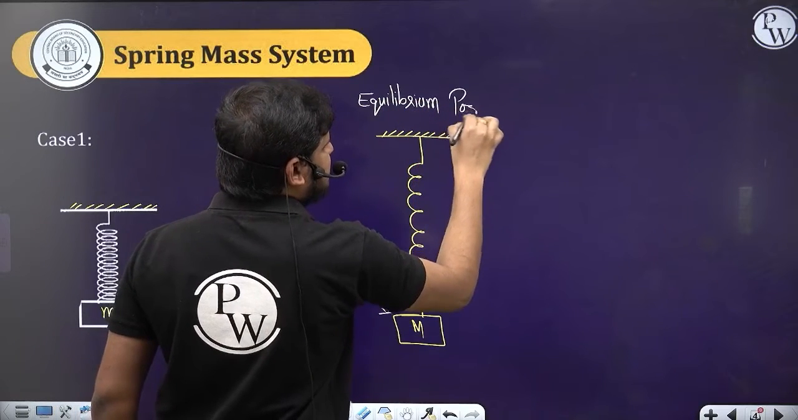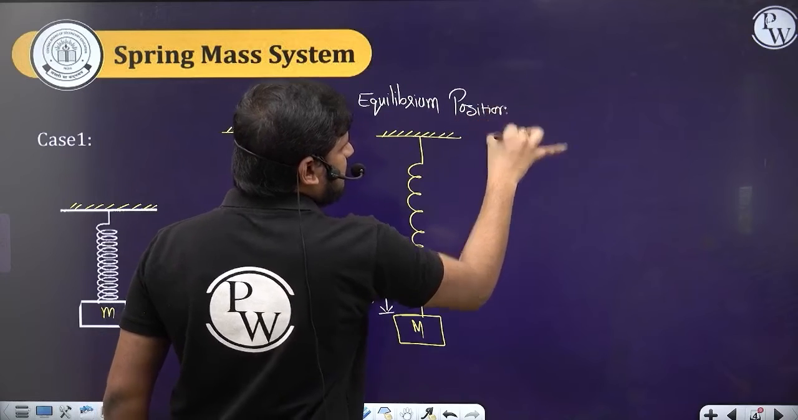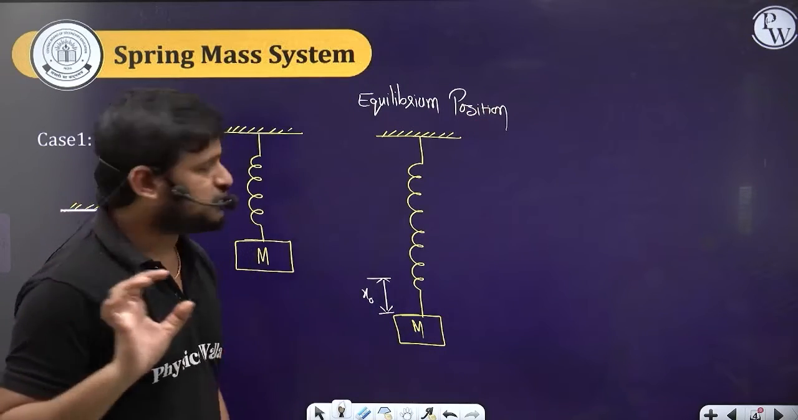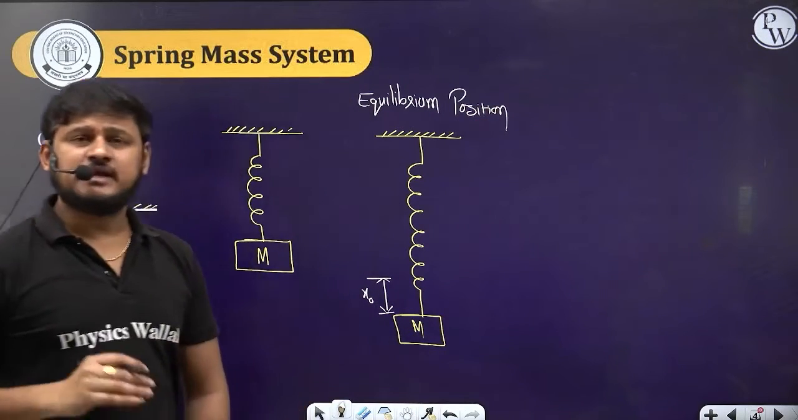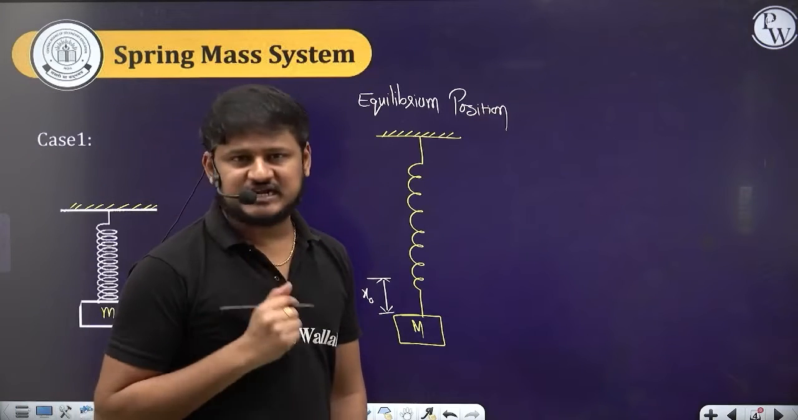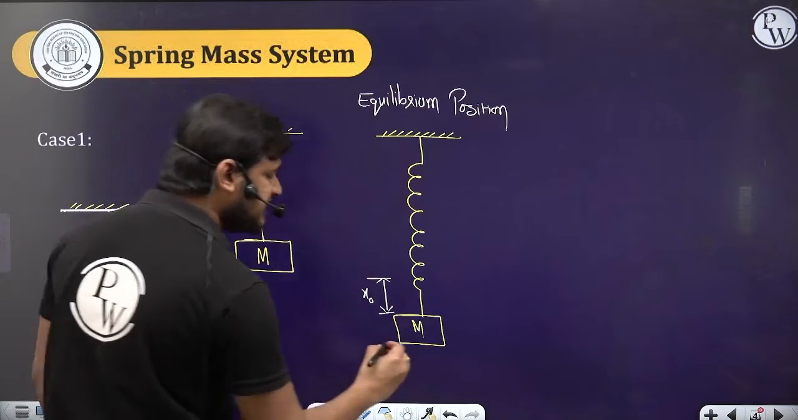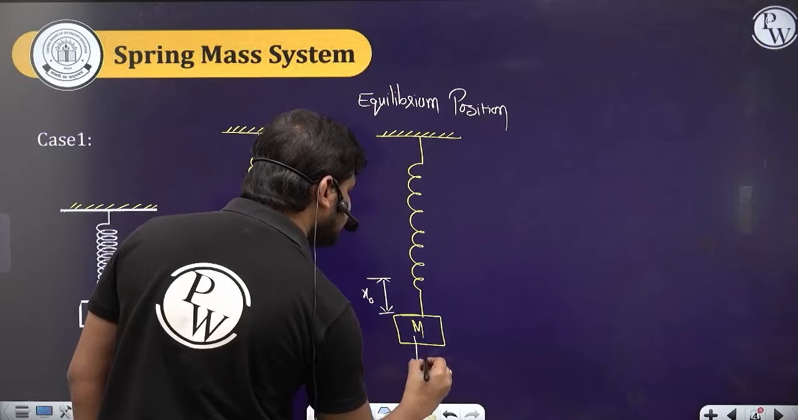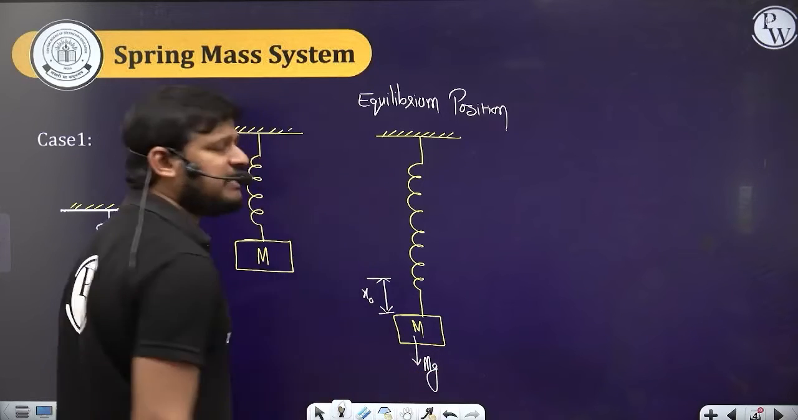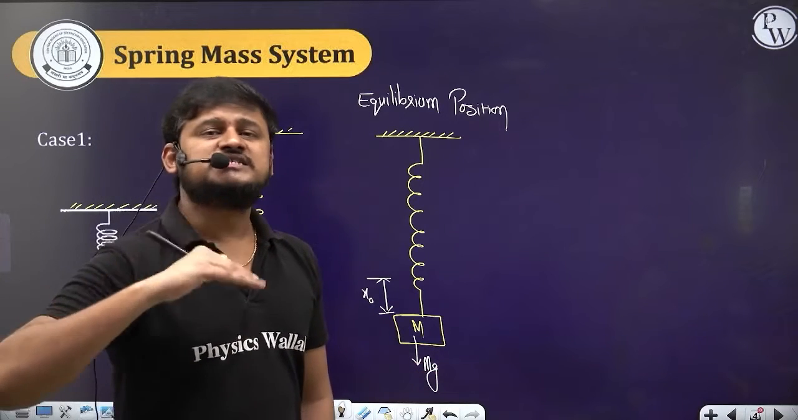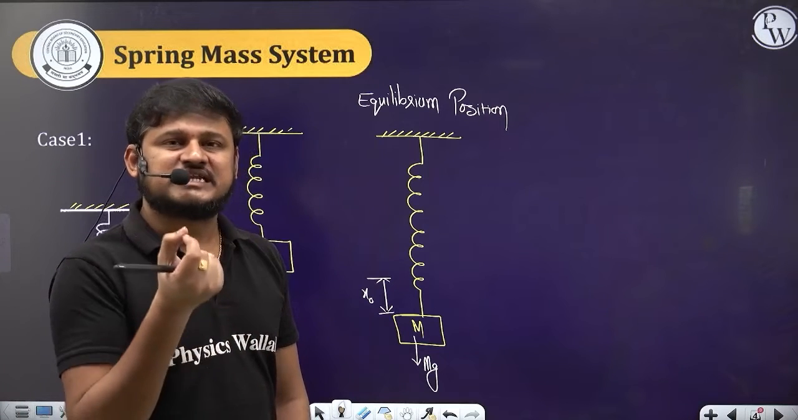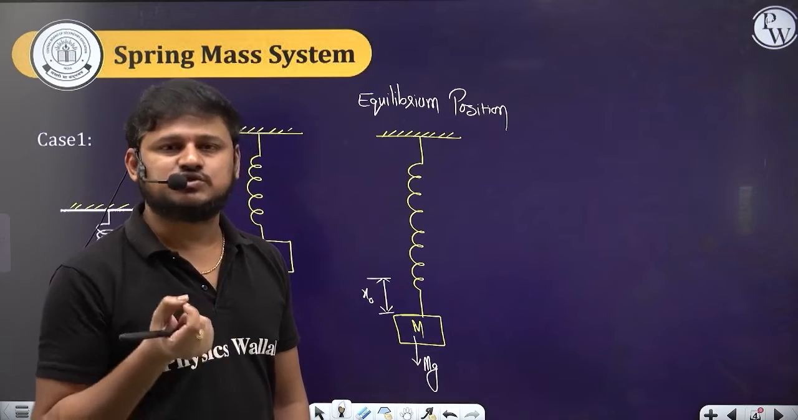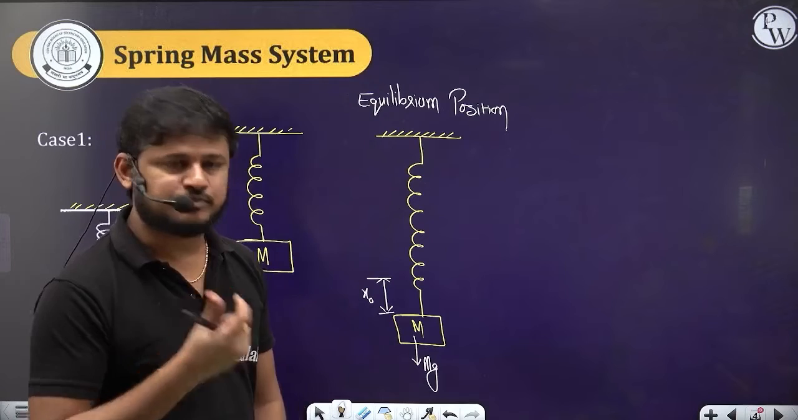This body is in equilibrium position. This point understood? Now at equilibrium position, find the net force acting on the body. So I can say that the body's weight mg is acting downward, and in the spring, there is a force always that is called the restoring force, which acts always towards the equilibrium position or the mean position, right?